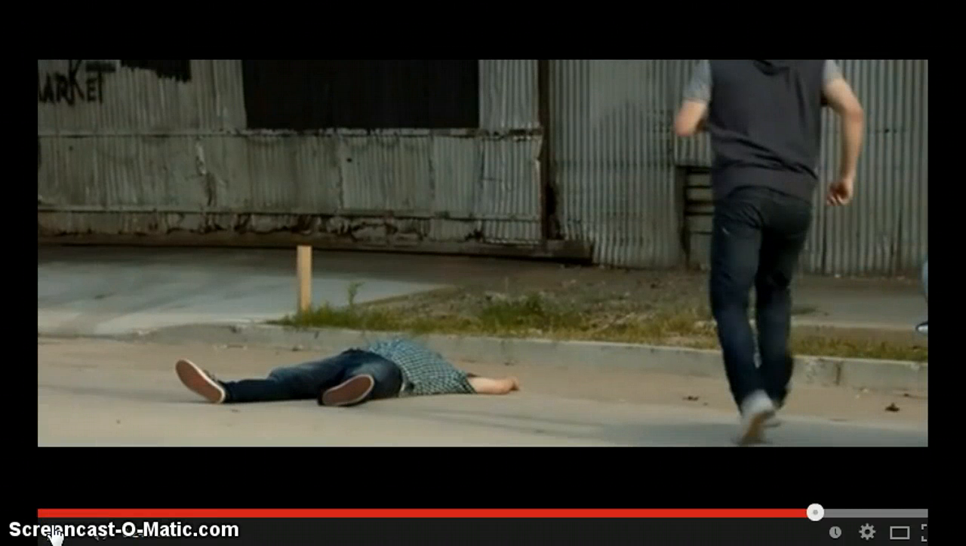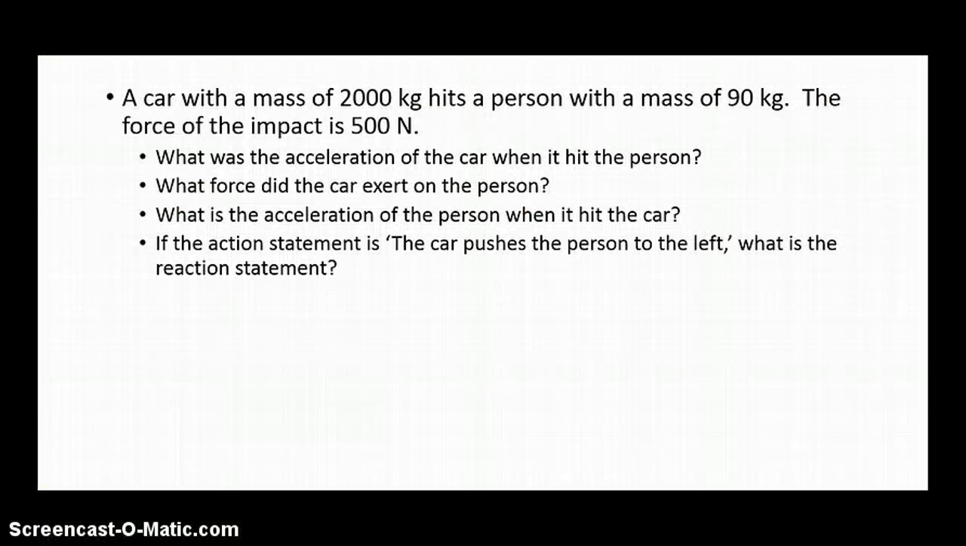Okay, so we'll end it there and actually work through the problem. All right, so assume we take that scene from 21 Jump Street and put it into a Newton's third law problem. You have a car with a mass of 2,000 kilograms. It hits a person with a mass of 90 kilograms, and the force of the impact is 500 newtons.